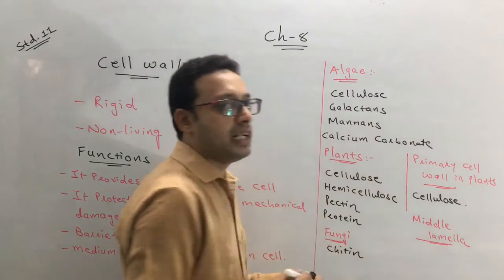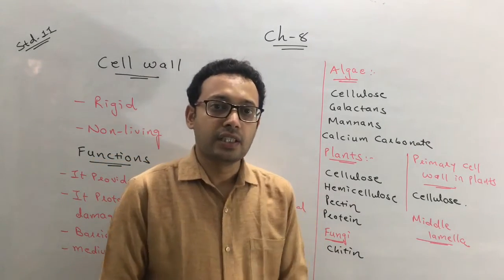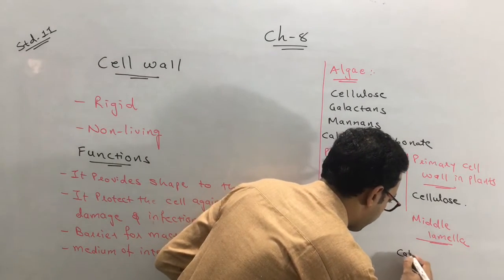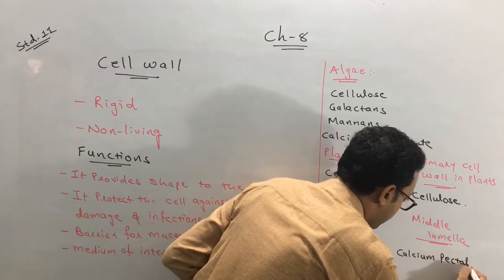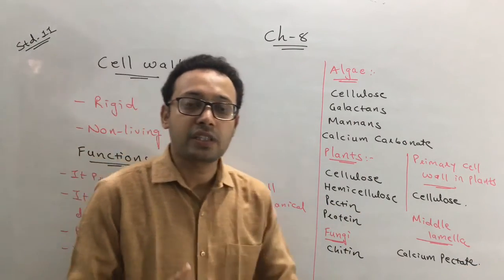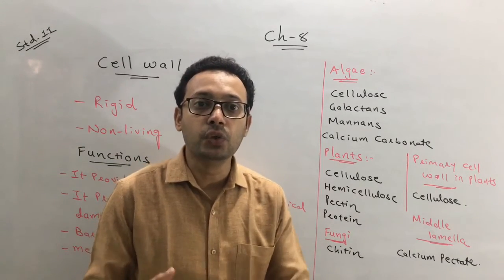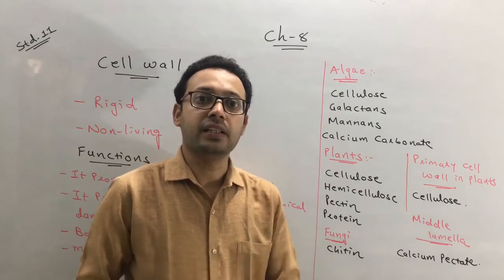Okay. The middle lamella can act as a glue, joining neighboring cells. This middle lamella is made up of calcium pectate. Okay, this is the composition of middle lamella. What is the function of this middle lamella? The middle lamella can act as a glue which connects or joins neighboring cells.